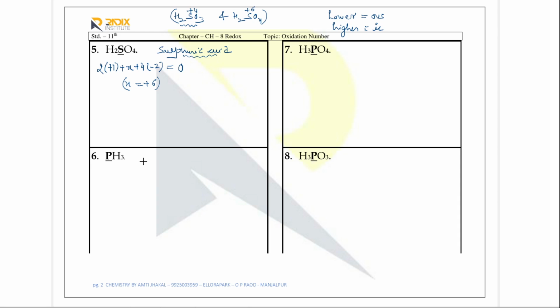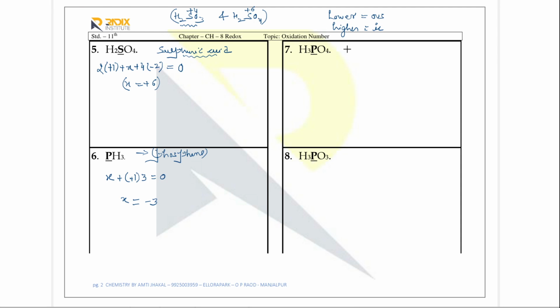Now here phosphorus, the common name of the compound is phosphine. Only for information, later we will use this compound in coming chapters. Phosphine. Phosphorus oxidation number X. Hydrogen oxidation number plus 1 with any non-metal. There are 3 hydrogens. The sum of oxidation numbers is equal to 0. So X is equal to minus 3. Phosphorus is in minus 3 oxidation state.